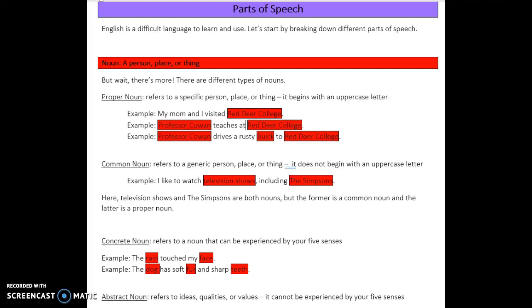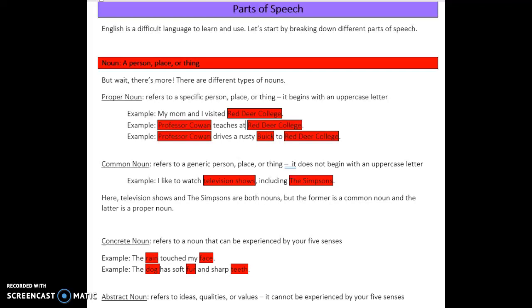Hi everyone, today we're going to be talking about parts of speech, and these include nouns, pronouns, adjectives, verbs, adverbs, prepositions, conjunctions, and interjections. Let's dive right in.